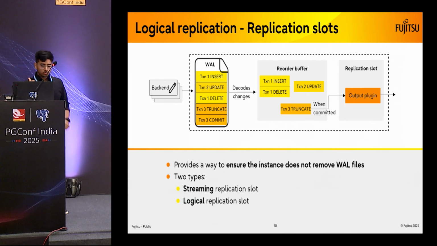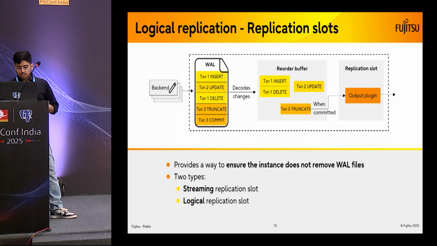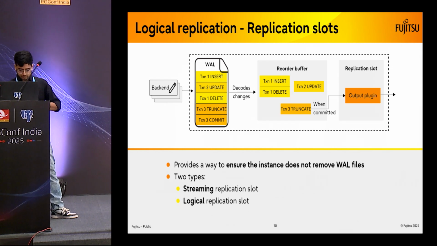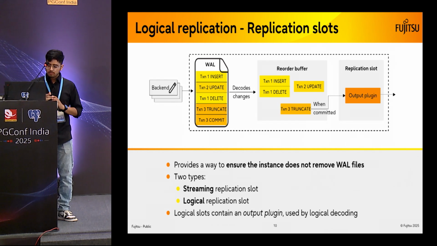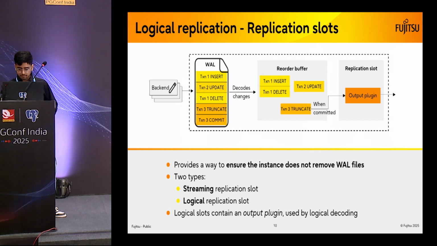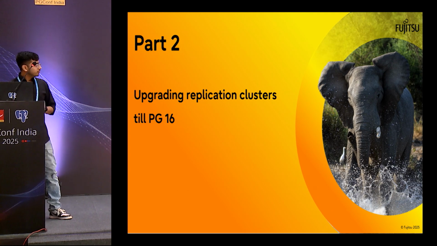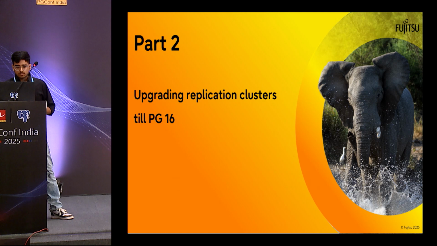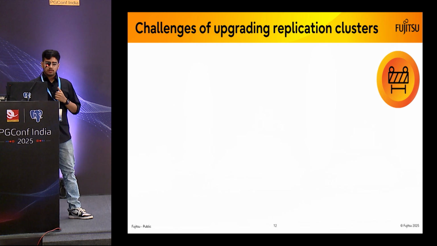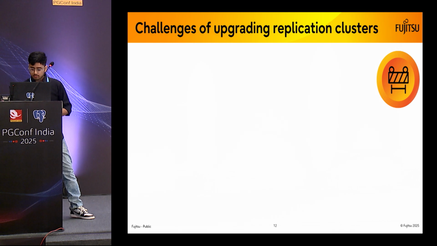Now there are basically two types of replication slots. One is streaming replication slots, and the other is logical replication slots, and they are used in their corresponding type of replication. Also, logical slots contain an output plugin which is used by logical decoding. Now let's see how we upgrade a replication cluster till PG16. Before going to that, we will see the challenges we saw till now in upgrading replication clusters.